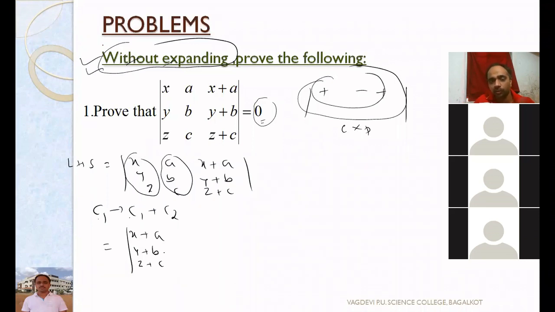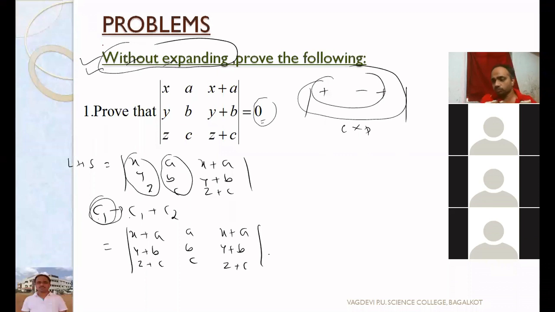C1 plus C2. C1 is X, Y, Z. C2 is A, B, C. Right? I am adding C1 plus C2. The second column I am adding to the first column, so the first column I have changed. I have written C1 here. C1 is already changed. The second column and third column are as it is. The second column is A, B, C. The third column is as it is. X plus A, Y plus B, Z plus C.